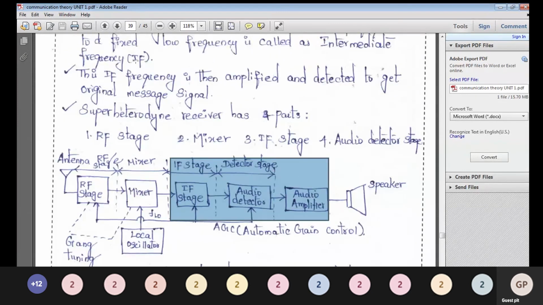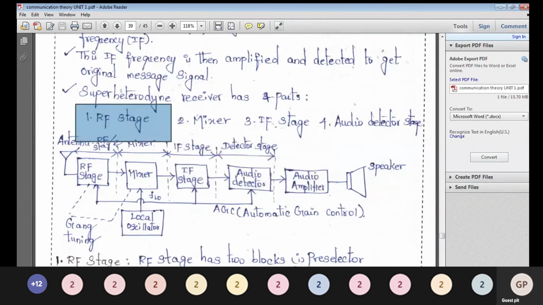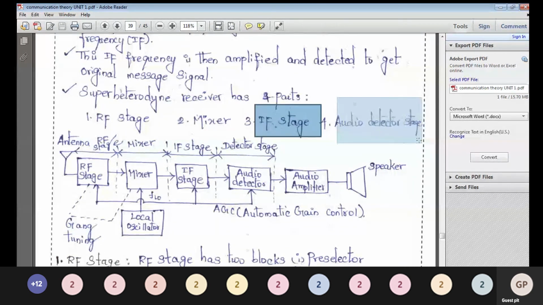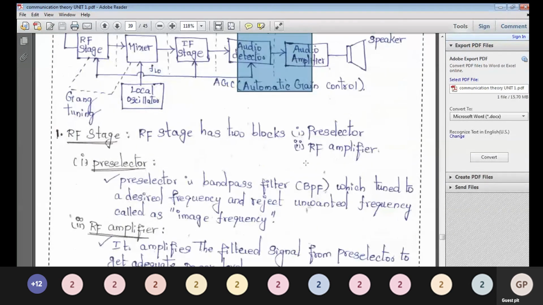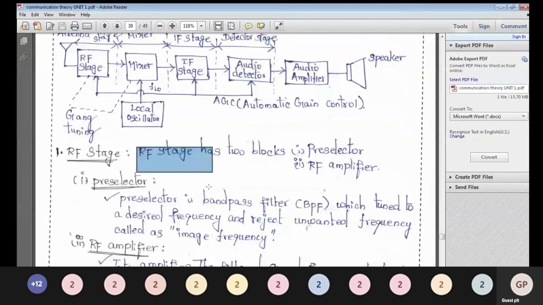Here also we have four stages: RF stage, mixer stage, IF stage, and last the audio detector stage. In the RF stage we have one antenna, then one gang tuning amplifier. In the mixer stage we have one mixer and a local oscillator. Next, the IF stage is a normal stage. The detector stage is also the normal demodulation and amplification stage. Okay, first one is the RF stage. We are going to see them one by one.